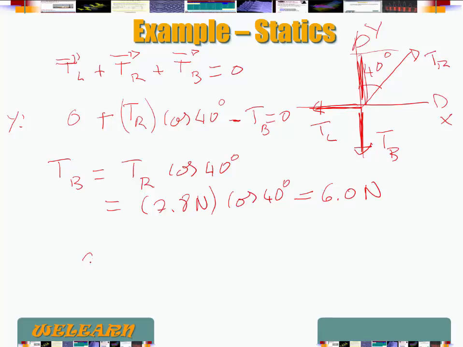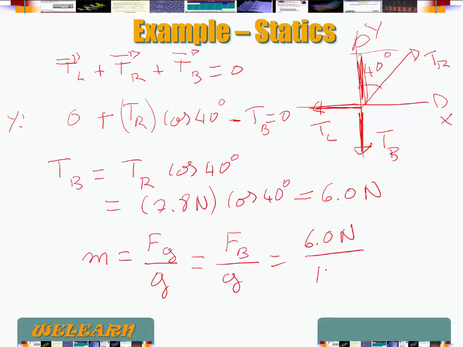Now to find the mass, M is the gravitational force over the gravitational field. In this case, our gravitational force is just equal to TB. So that's 6 newtons over, using the approximation for g, 10 newtons per kilogram. Newtons cancel out, and we are left with 0.60 kilograms. That's our answer.